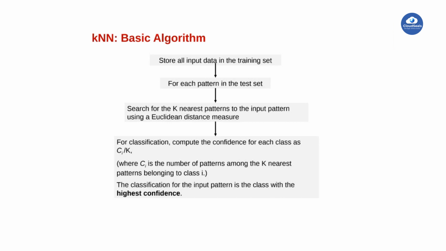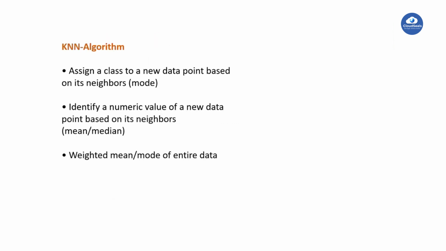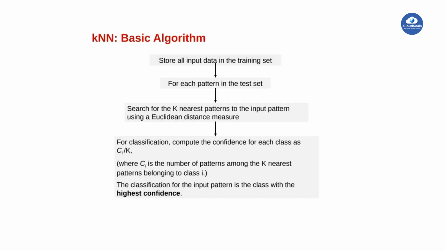So for that purpose, however many patterns exist in the test data, for each pattern we will store some data in the training set. Why? Because first we are trained well, then we are able to predict correctly. For that purpose, for each pattern in the test set, we need to collect training data. Then after that, search for the k nearest patterns to the input pattern using the Euclidean distance measure.